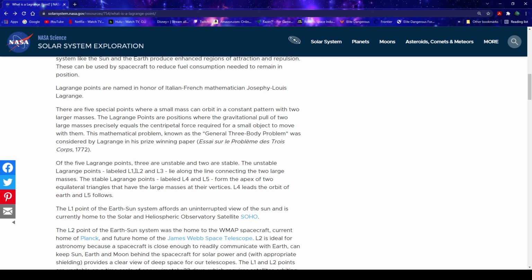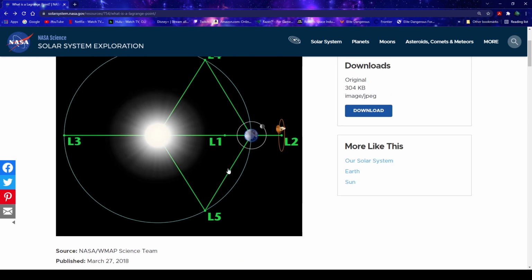So of the 5 Lagrange points, 3 are unstable, 2 are stable. The unstable Lagrange points, labeled L1, 2, and 3, lie along a line connecting the 2 large masses. Let's just have a look at that. So here we are. You've got the Earth, you've got the Sun, and you see you've got L1, 2, and 3, right? And they're all in a straight line. If you draw a line between the Earth and the Sun, on that line lie L1, L2, and L3, okay?